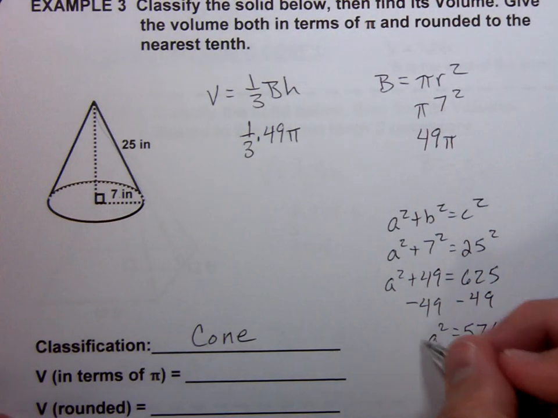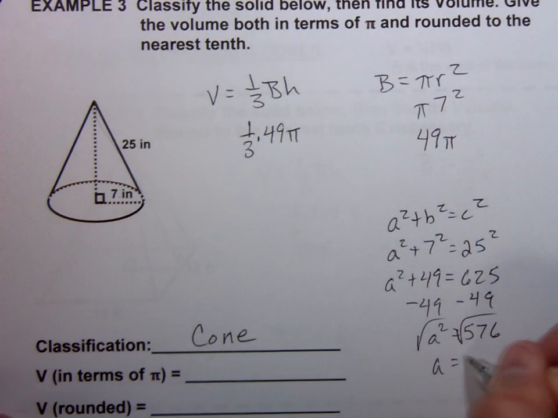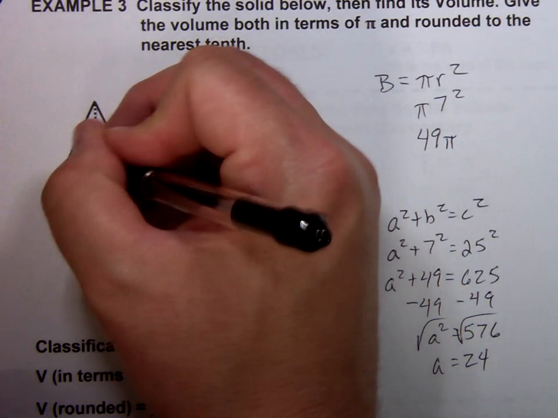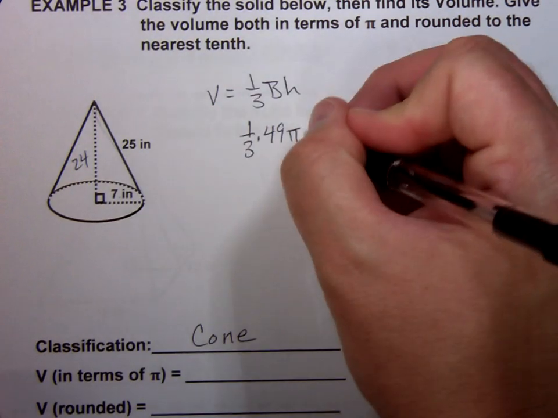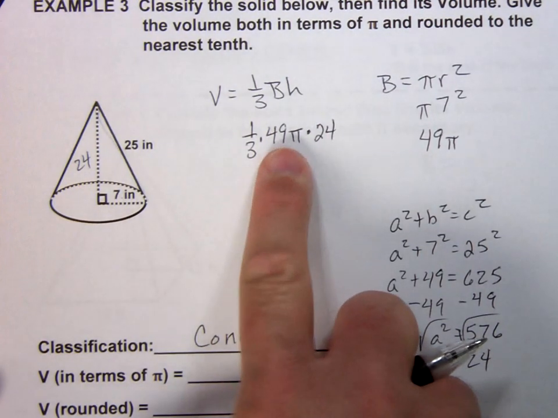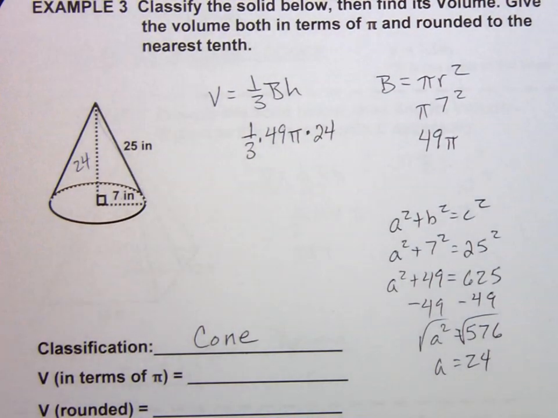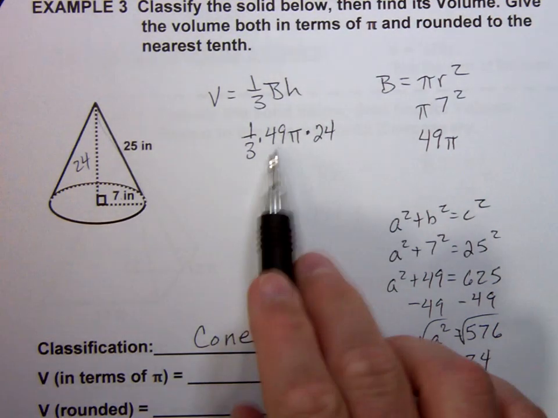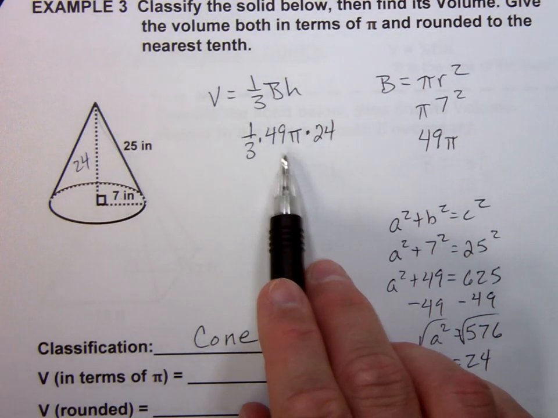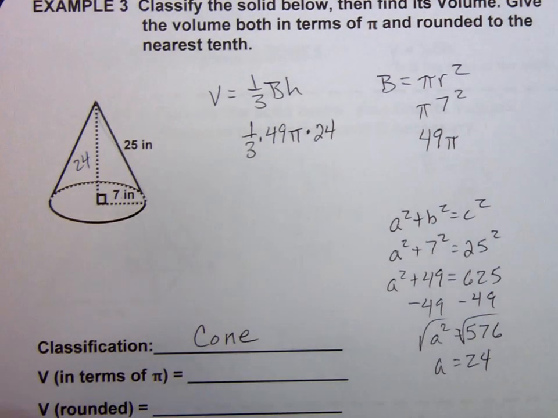Getting rid of the squared, we do the square root, and you should get 24. So I just found out this piece right here is 24. So I know the height, 24. 1/3 times the area of the base times the height. Now once again, if I want to keep it in terms of pi, I do not actually multiply by pi. I'm going to write pi right next to the number to show they need to be multiplied, but we're not going to actually do it. So I'm just multiplying these numbers. So I'm doing 1/3 times 49 times 24.